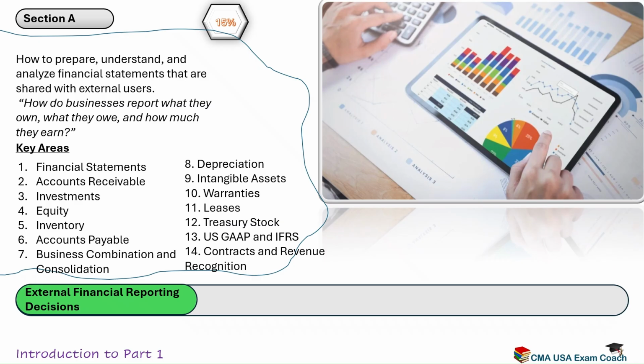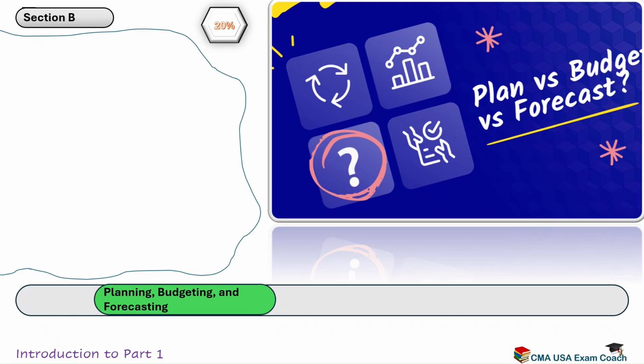It sets the foundation for all other parts of your CMA journey, because every decision in finance, cost management, or planning starts with accurate financial reporting. Now let's move on to Section B of CMA Part 1, Planning, Budgeting, and Forecasting.